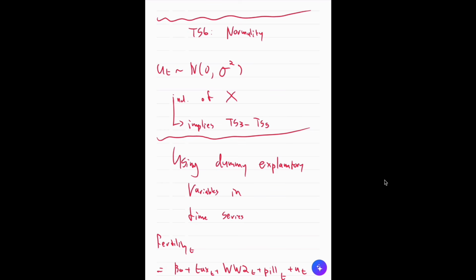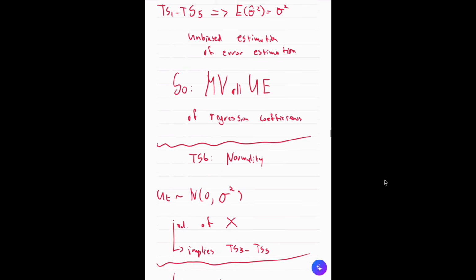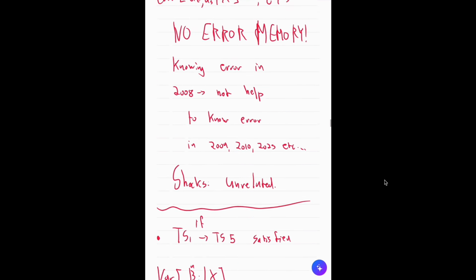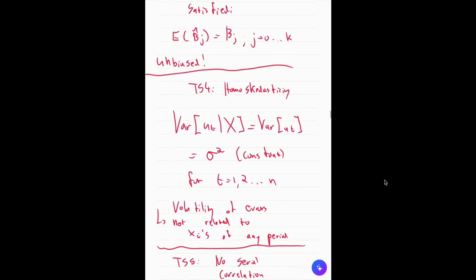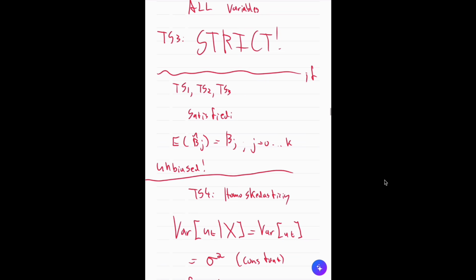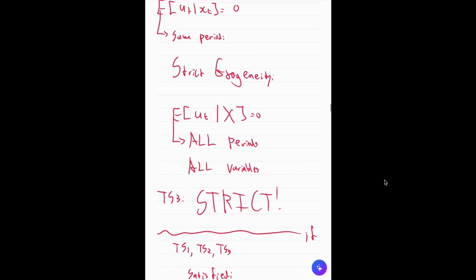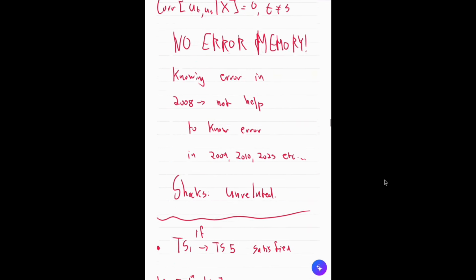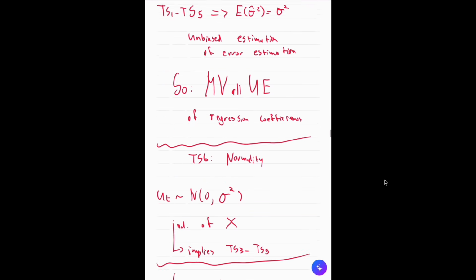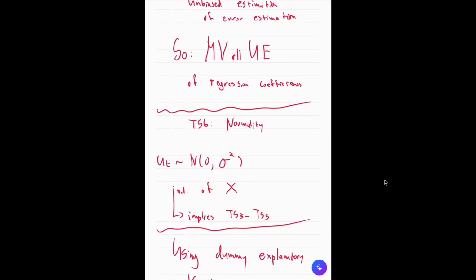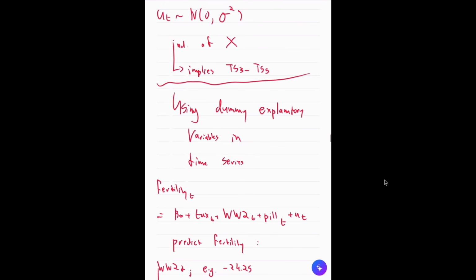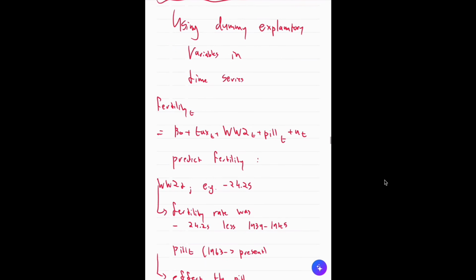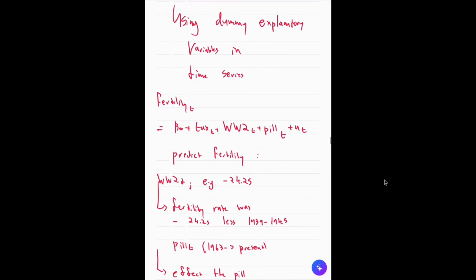So that implies as well that we've satisfied the third to the fifth assumptions, right? So we've satisfied that there's no correlation, that there is homoscedasticity, no heteroscedasticity, and that we have strict exogeneity in terms of our assumption of the zero conditional mean. So if we have normality, that assumes we've satisfied those three other assumptions as well. Those are the six assumptions we make when we do time series analysis using OLS.